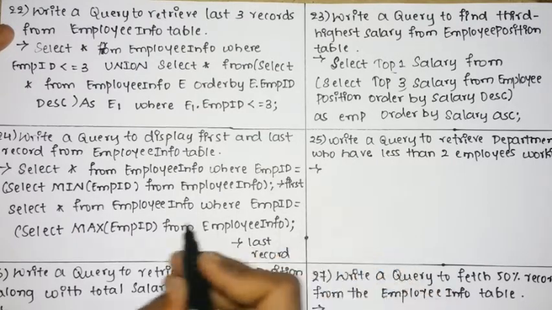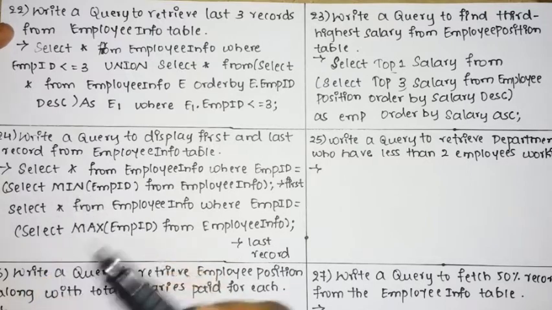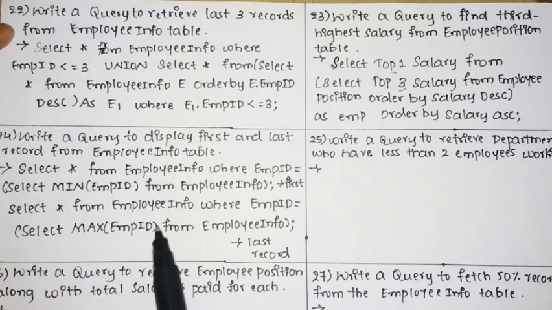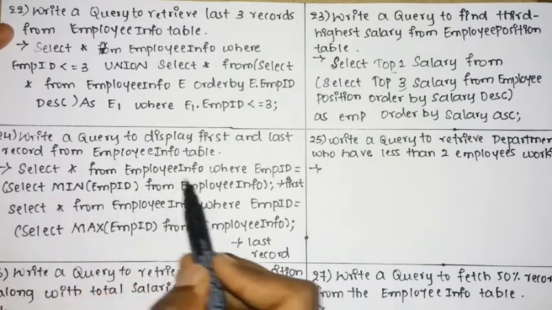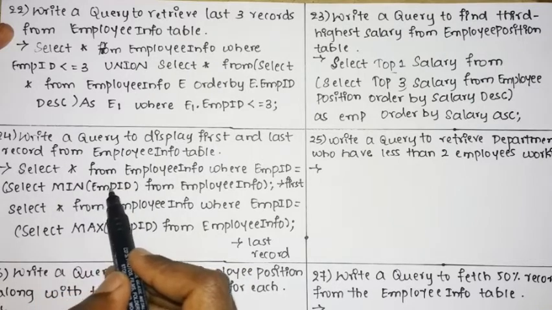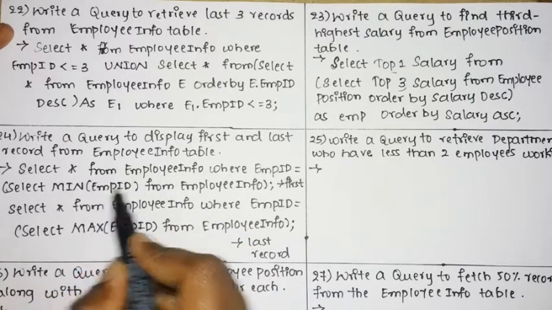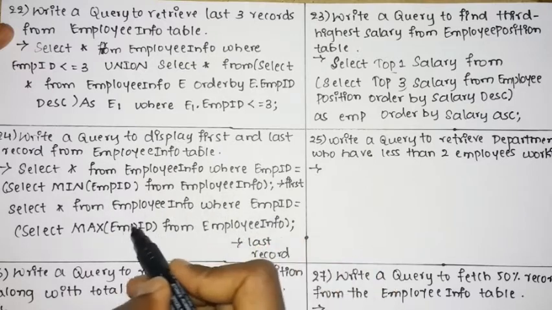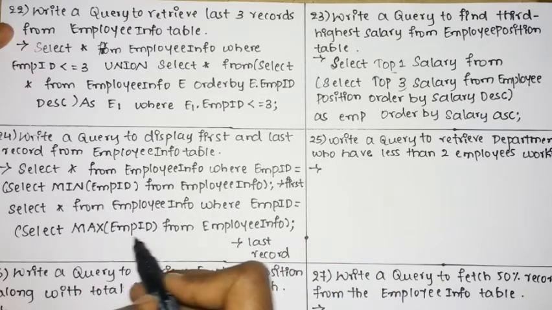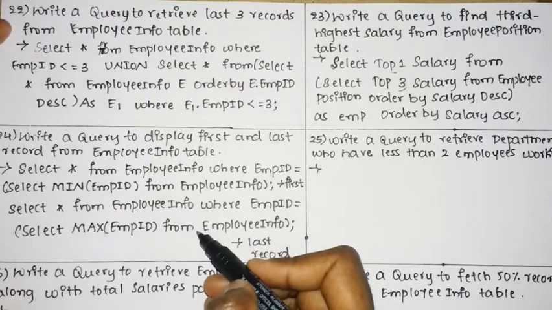So why we are using min as well as max is that employee ID will be in 1 2 3 4 5 6. You need the first, means min of 1. Min means first one. So min of employee ID is 1 and it will display the first record from the employee table. So max of that means it will be the last record from the employee table.